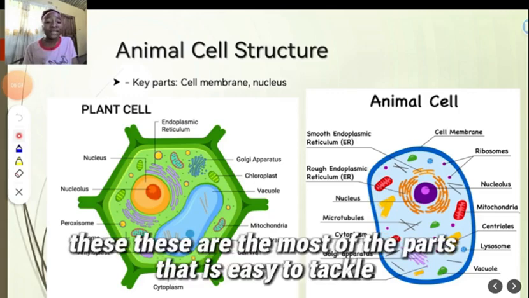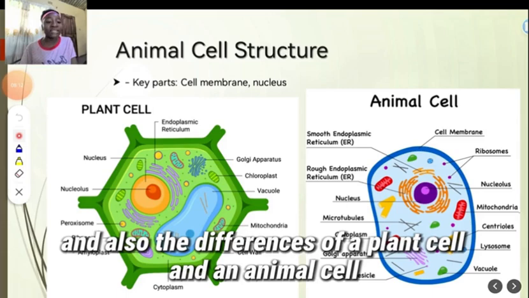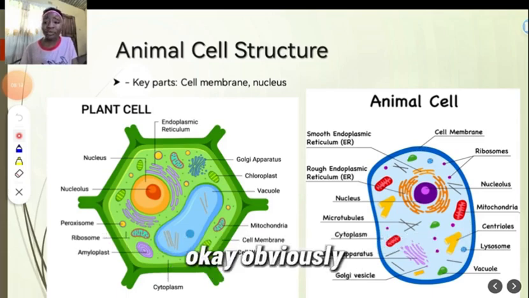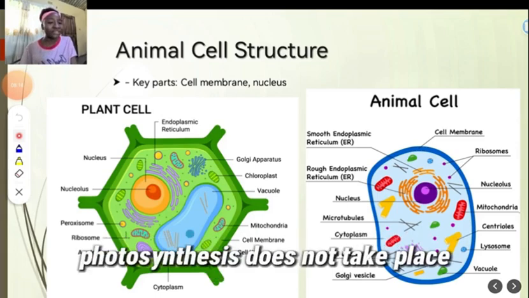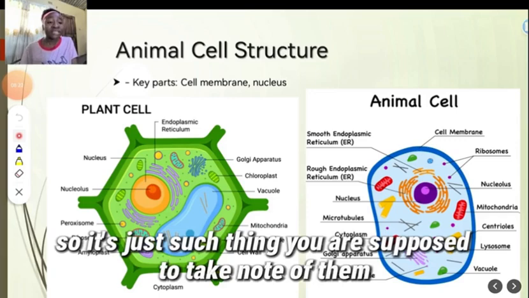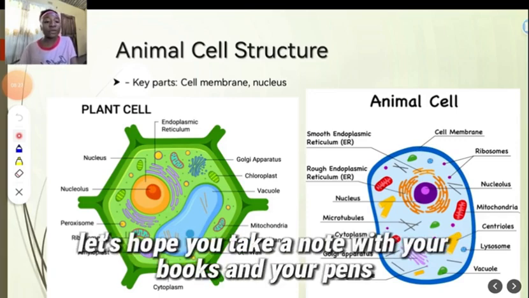These are most of the parts that ECZ tackles. So you are supposed first to take note of the similarities and also the differences of a plant cell and an animal cell. Obviously, we cannot have the chloroplast in an animal cell because in an animal cell, photosynthesis does not take place. So it's just such things you are supposed to take note of. Good to know. Let's hope you've taken note with your books and your pen.